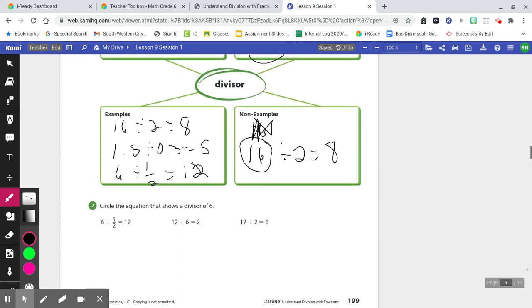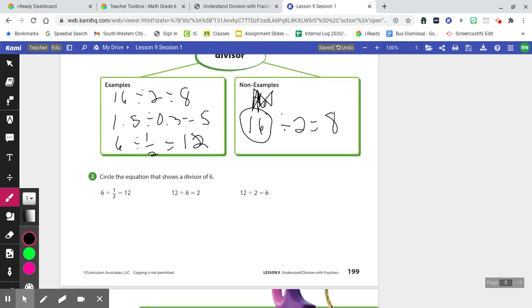Let's go ahead and I will read number 2. Circle the equation that shows a divisor of 6. So go ahead and circle it. Which has the divisor of 6? This one has a dividend of 6. This one is the divisor of 6. This is the quotient of 6.